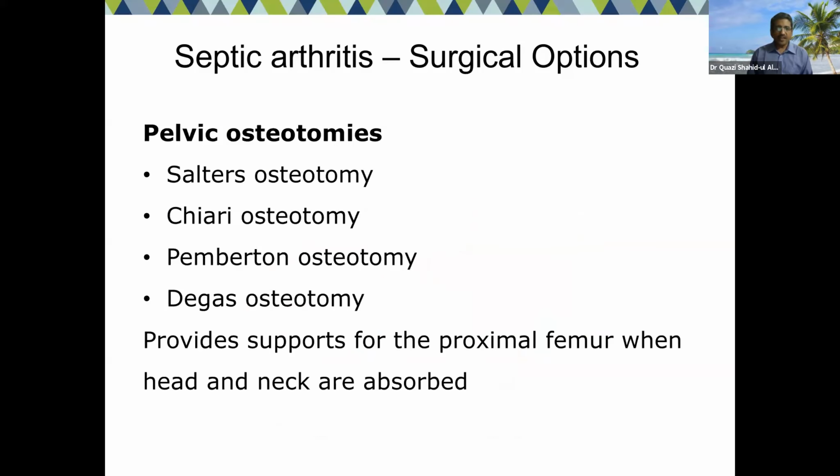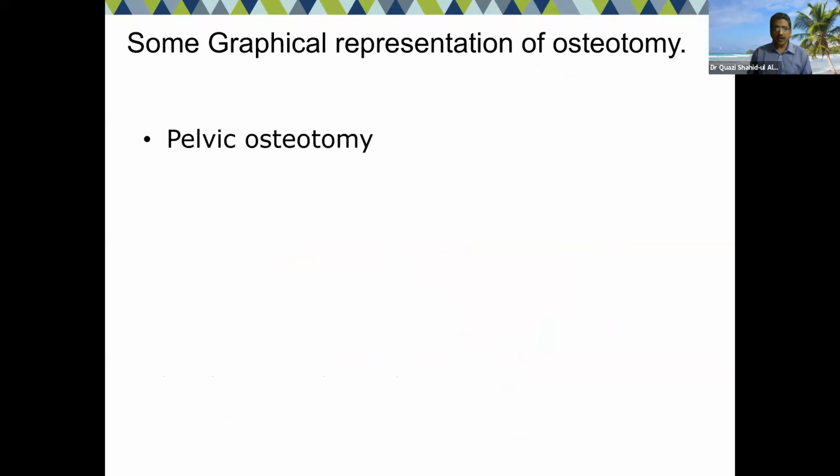We can go for some pelvic osteotomies. Most of them are required for the coverage of the head. We can go for Salter osteotomy, Chiari osteotomy, Pemberton osteotomy, or Dega osteotomy. All of them support the proximal femur when the head and neck are totally absorbed. So let us have a look at these pelvic osteotomies now, what actually we do in these osteotomies.